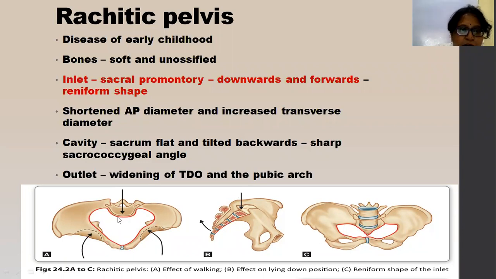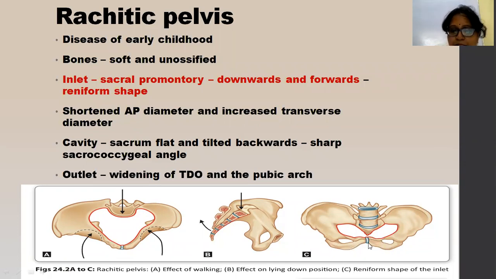In the cavity, the sacrum is flat and tilted backwards with a sharp sacrococcygeal angle. And at the outlet, there is widening of the transverse diameter of the outlet. This is the outlet from the lower border of the symphysis pubis to the tip of the coccyx. Here, the transverse diameter of the outlet is widened, and there is widening even of the pubic arch.